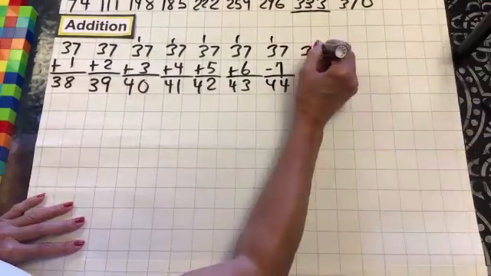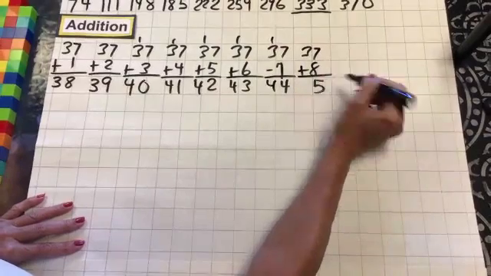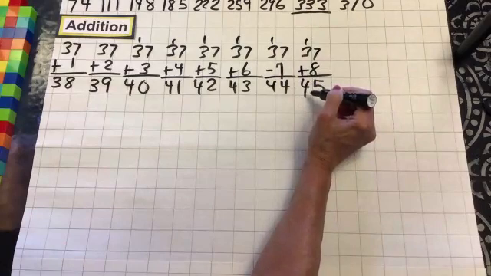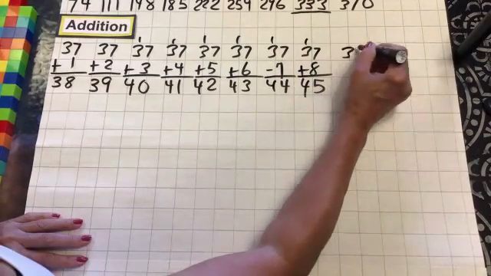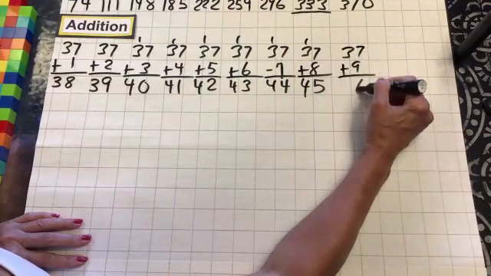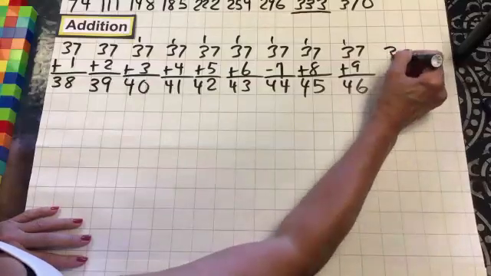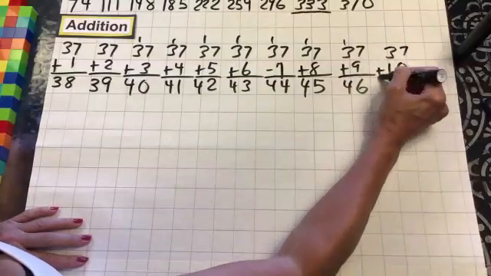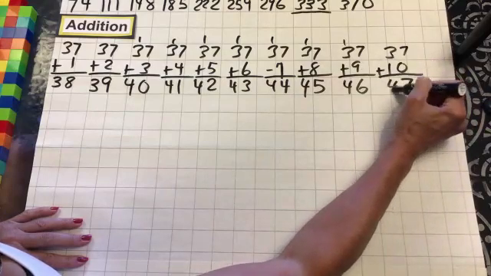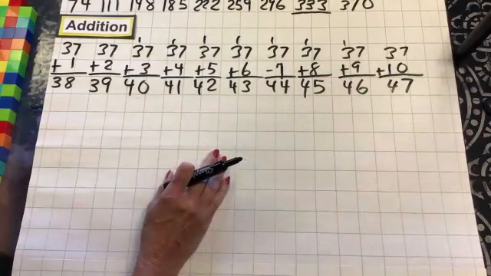Keep on moving. 37 plus 8. 7 plus 8 is 15. We drop the 5, carry the 1. 1 plus 3 is 4. 37 plus 9. 7 plus 9 is 16. Drop the 6, carry the 1. 1 plus 3 is 4. 37 plus 10. 7 plus 0 is 7. 3 plus 1 is 4. Boom. Check our work, see if they're all in order. Boom, we're done. We did a great job.